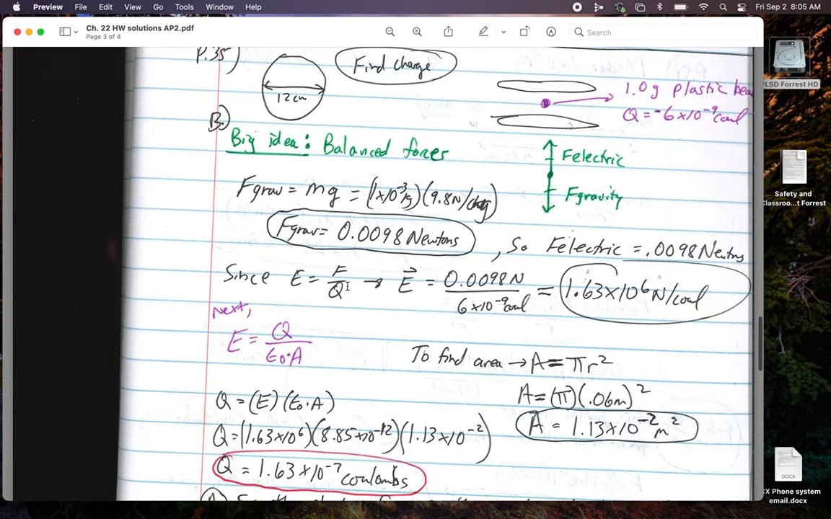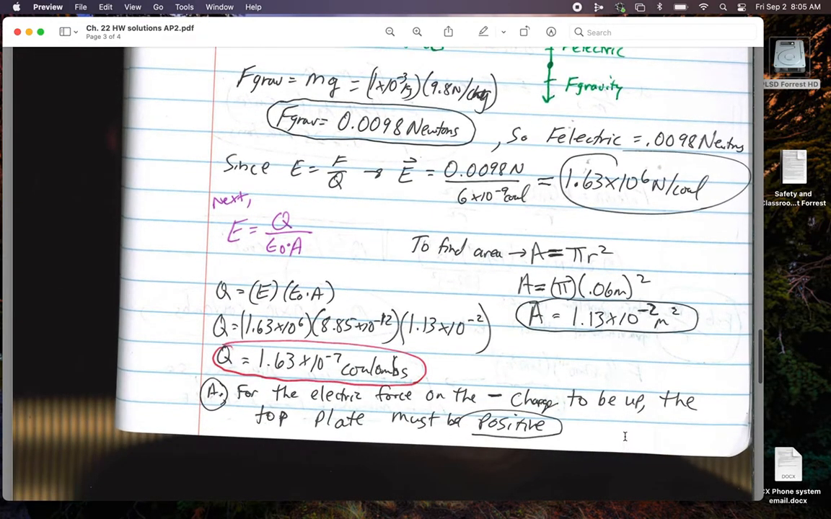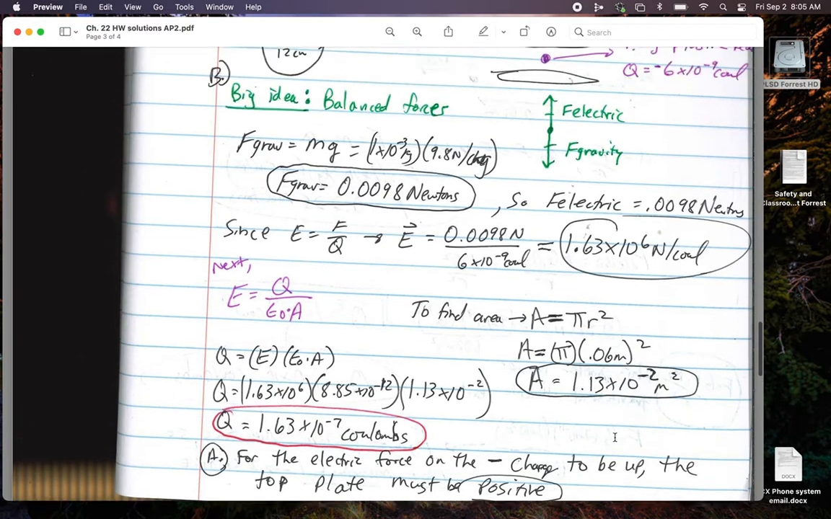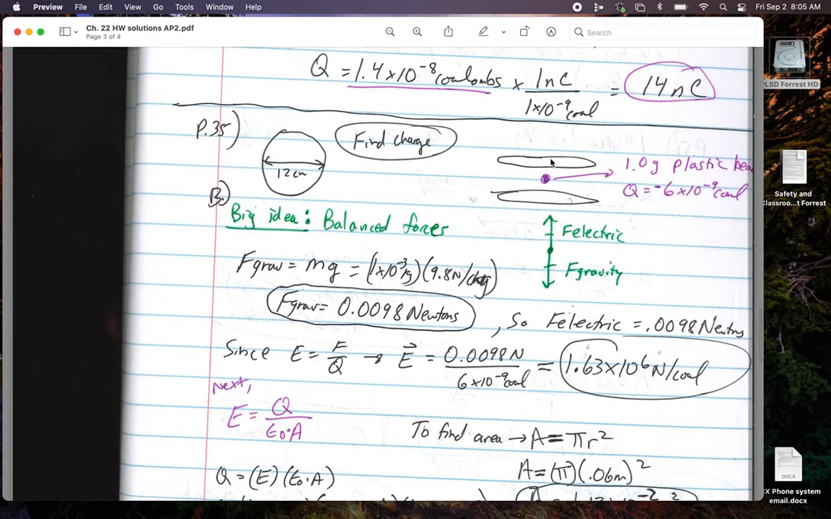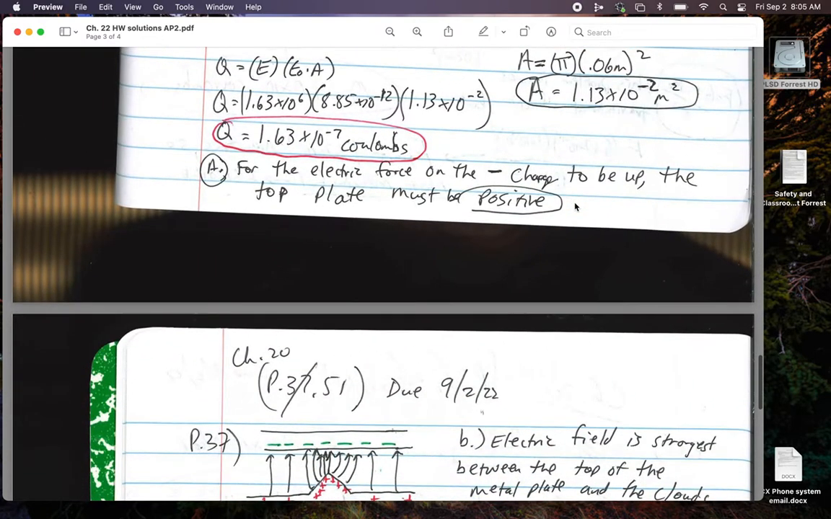That was part B. Part A was easy. I forgot about it, so I did it at the end. So the electric force on the negative charge must be up. So therefore the top plate has to be positively charged, the bottom plate has to be negatively charged.